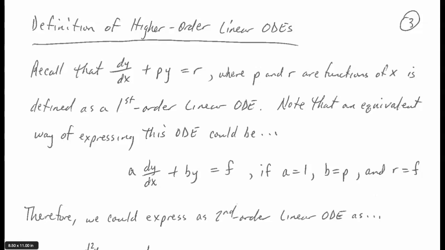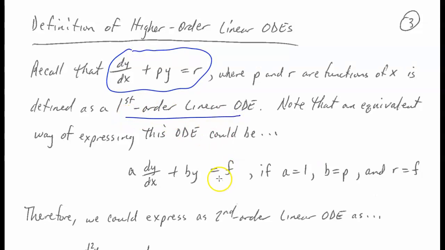And so you're going to see that we are going to use this reduction of order process a lot with these types of ODEs. So in short, I just want you to recall here that whenever we had an equation that looked like this, we called it a first order linear. Okay. Of course, it can also look this way as well.